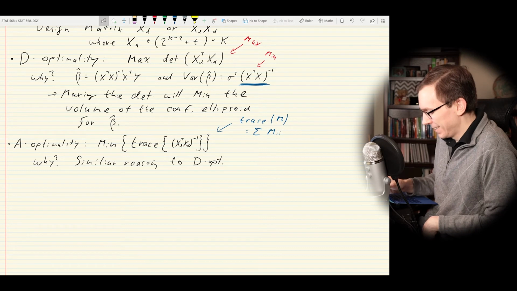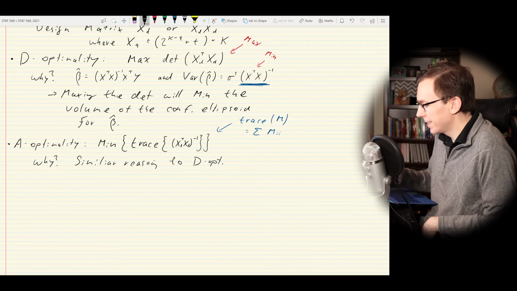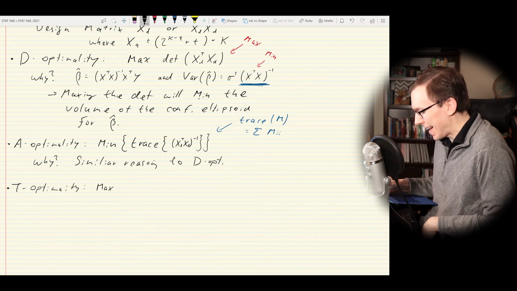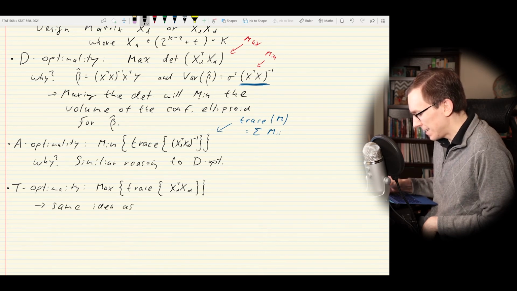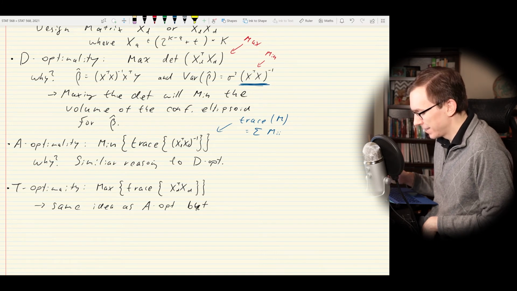You can also do something called T-optimality. Let's do that in black. So we also have T-optimality. And this says that we can maximize the trace of that matrix, but not inverted, x transpose x. So the point is this is the same idea as A-optimality, but not equivalent, I'll just say.